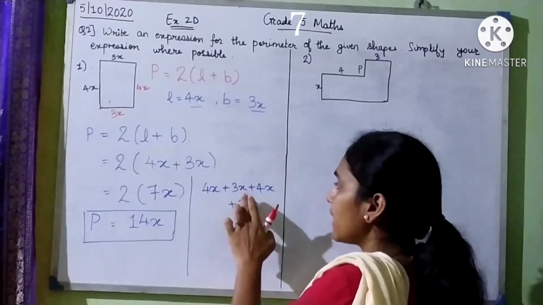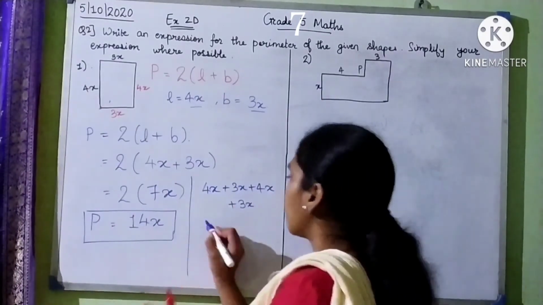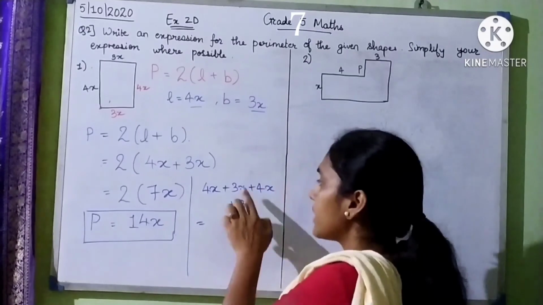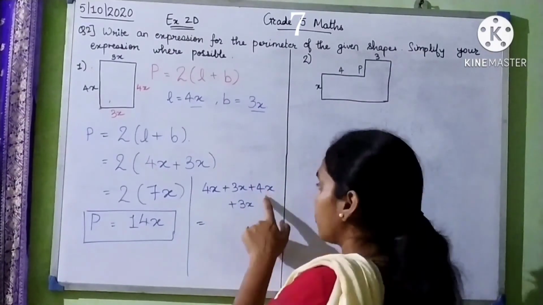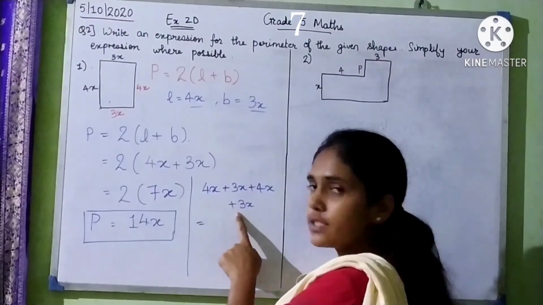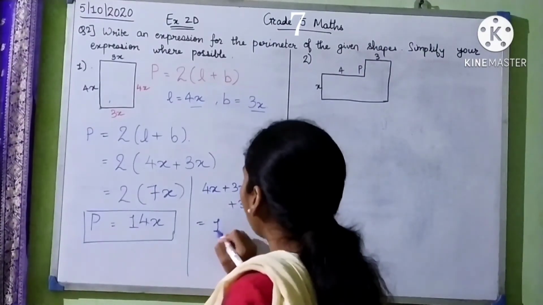So it is 4x plus 3x plus 4x plus 3x. So 4 plus 3 is 7, 7 plus 4 is 11, 11 plus 3 is 14. So in total we get 14x.